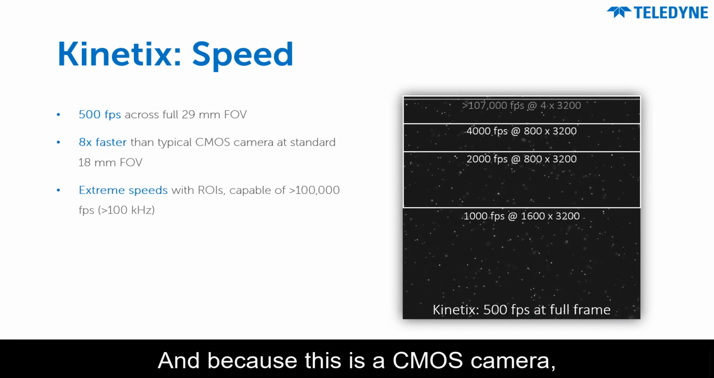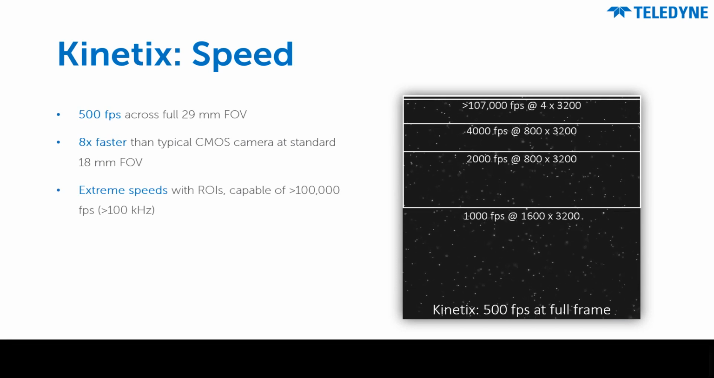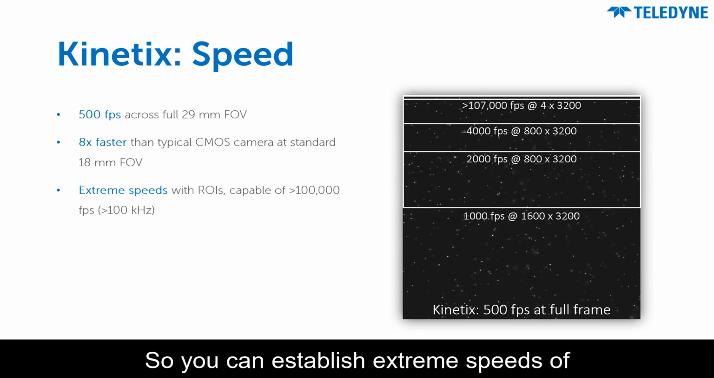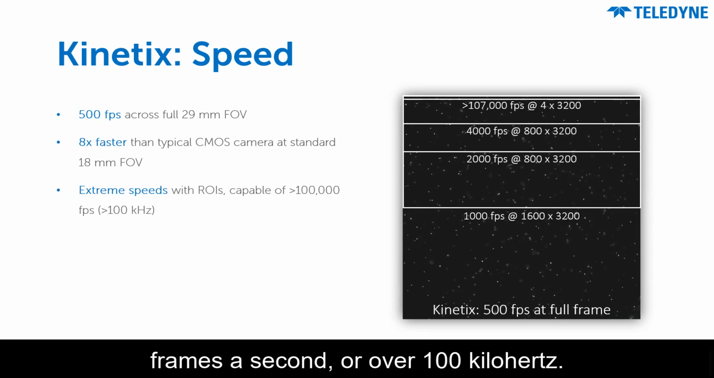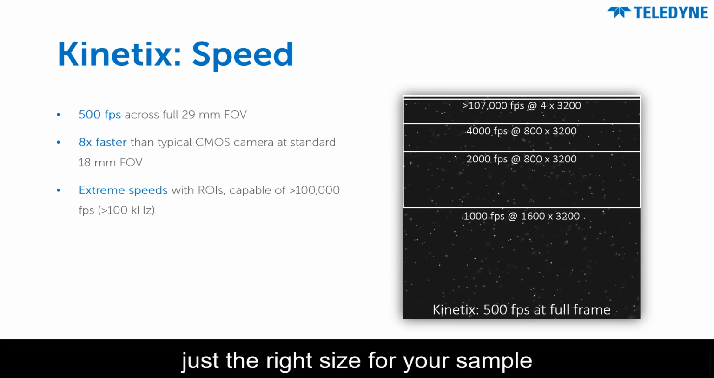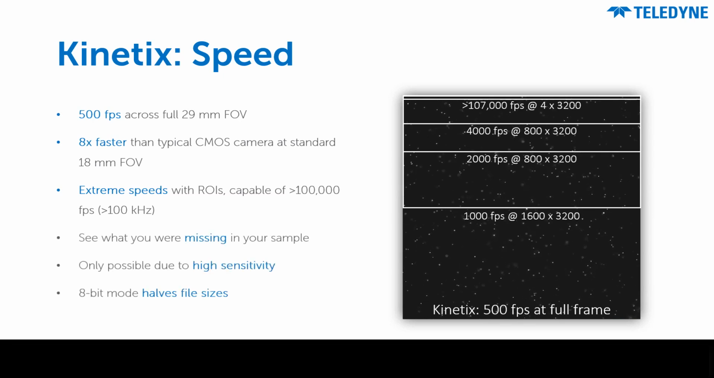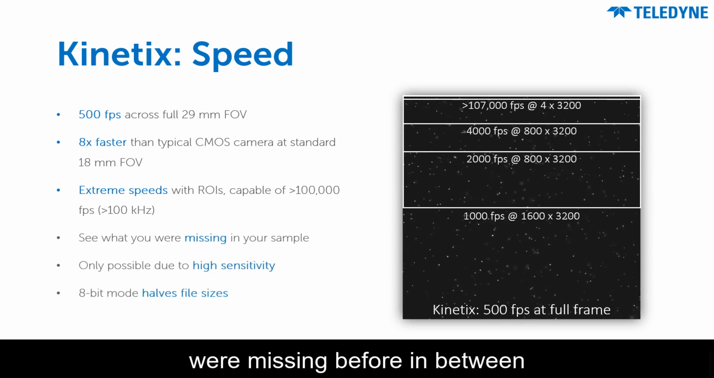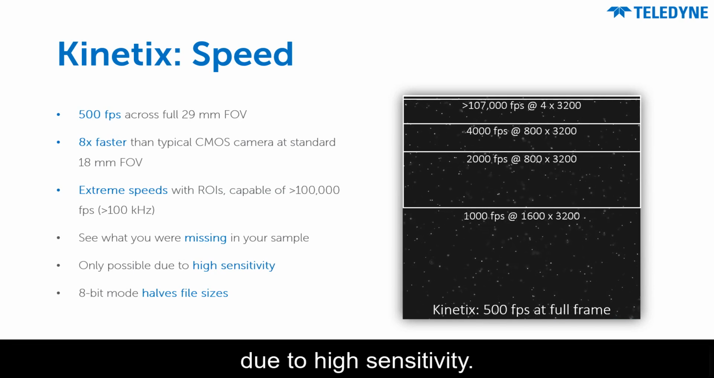And because this is a CMOS camera, every time you halve the field of view, you double the speed. So you can establish extreme speeds on small regions of interest, over 100,000 frames a second, or over 100 kilohertz. You can get the field of view that's just the right size for your sample and image it at the optimum high speed. This allows you to see what you were missing before in between images with a slower camera, and is only possible due to high sensitivity.